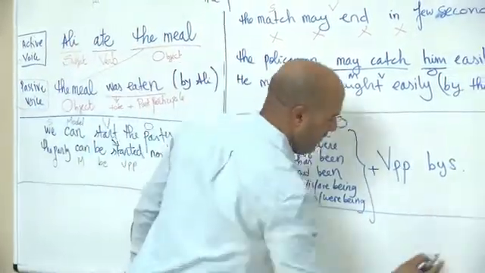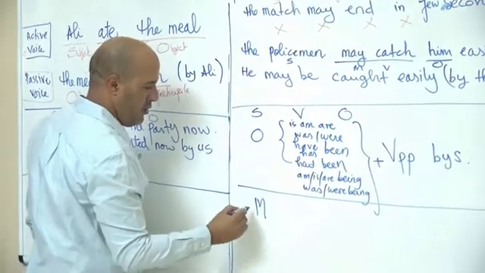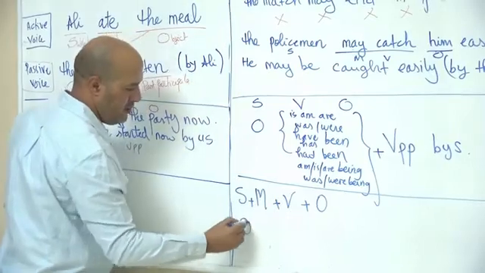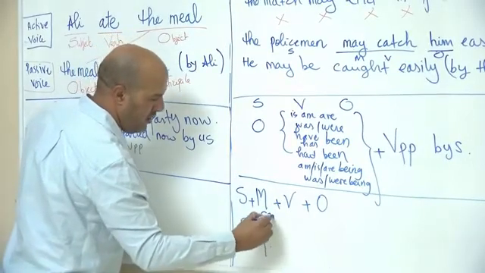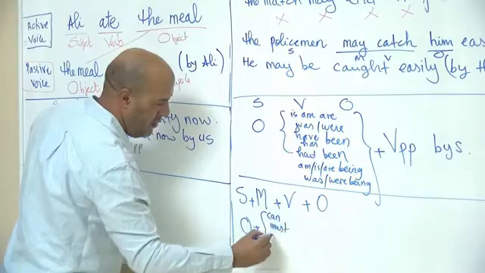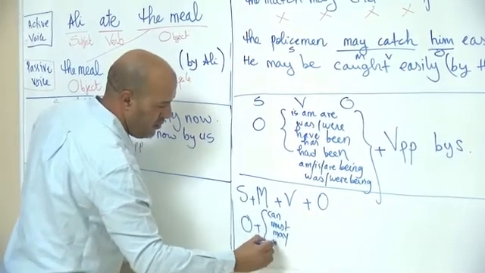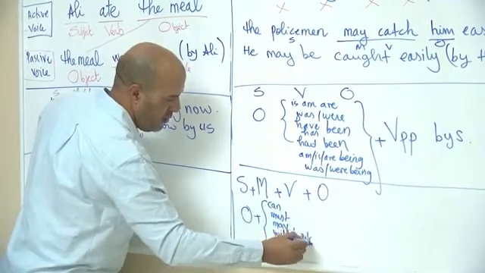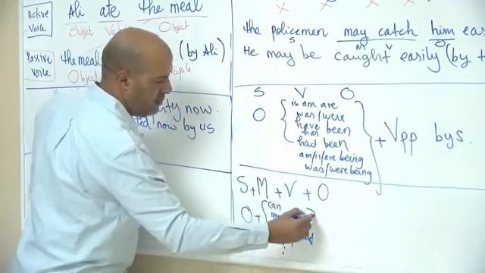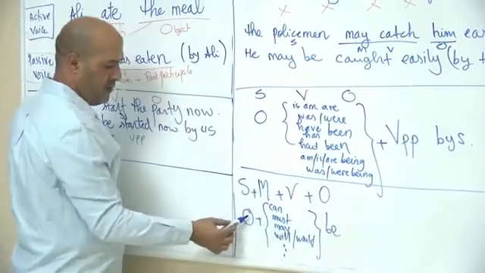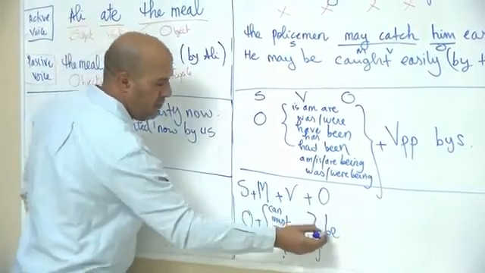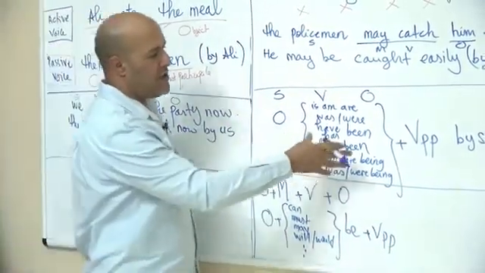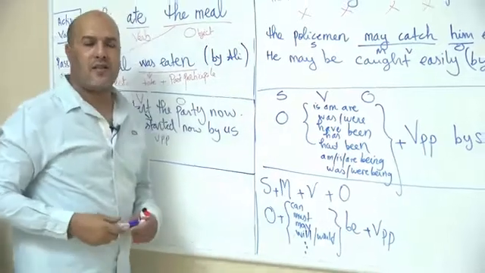So if we have subject plus modal plus verb plus object, the modal can be can, must, may, will or would, of course can or could, etc. So our sentence should be, for example, the lesson can be written. So plus the verb past participle. So this is a quick summary of the rule of the passive voice.